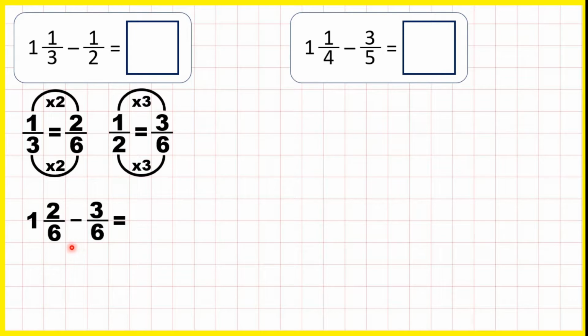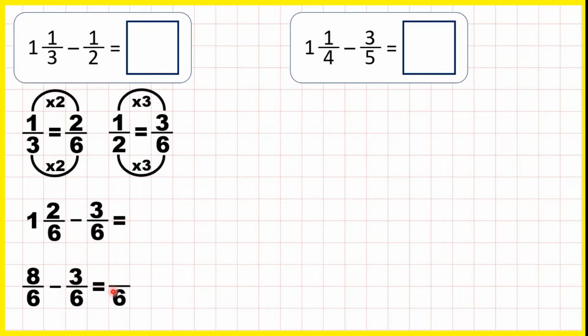But we have a problem here. If we look at our fractions, we can't take 3/6 away from 2/6, so we need to change 1 and 2/6 to an improper fraction. That's 8/6, because 1 times 6 is 6 plus 2 is 8, and now we can subtract 3/6.